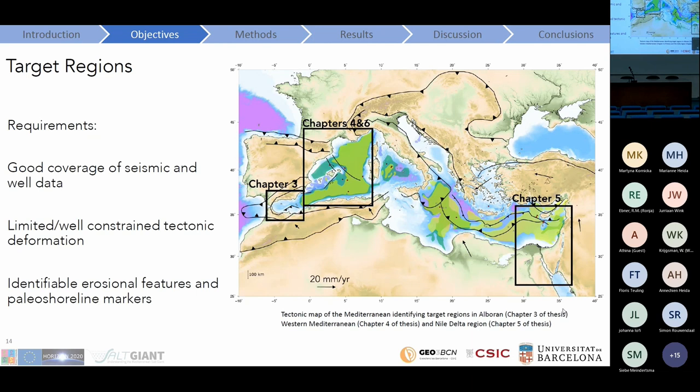In order to identify properly a paleo shoreline marker, and this is an assumption that we have to make.